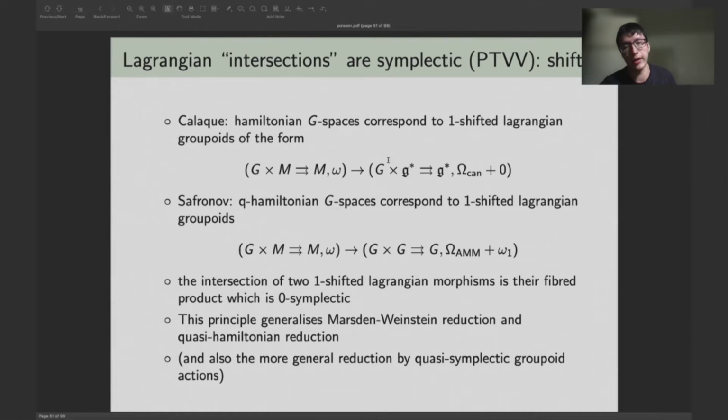And we can take any quasi-symplectic groupoid as our target, and then we have the corresponding notion of, we have the analogous result: one-shifted Lagrangian groupoids intersect to something which is zero-symplectic, meaning that what we get is a foliation groupoid which is transversely symplectic.